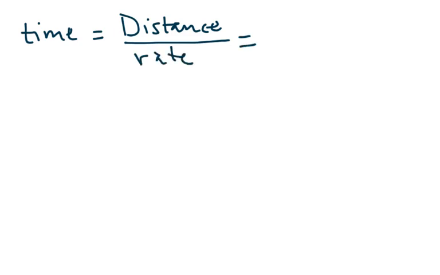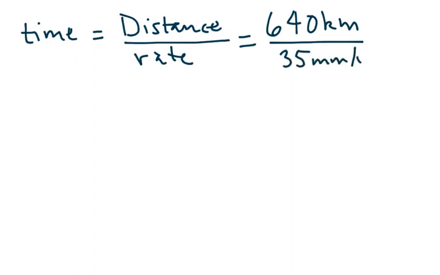Okay, and those numbers that we wrote down in the previous screen, so that the distance between the two cities is currently 640 kilometers, and the rate at which the San Andreas fault moves is 35 millimeters per year. So to move forward with our calculation, we need to be sure to have the units the same. Here we have kilometers in the numerator and millimeters in the denominator. So we need to have those two numbers with the same units.